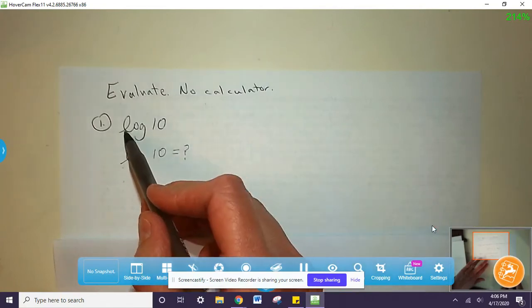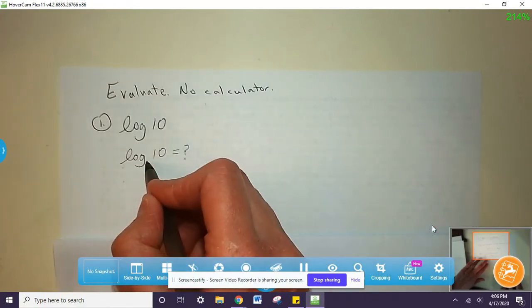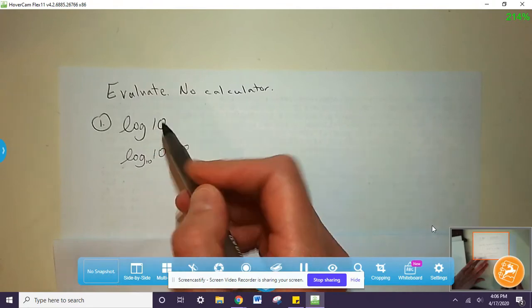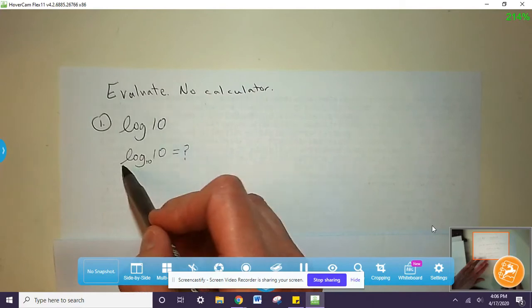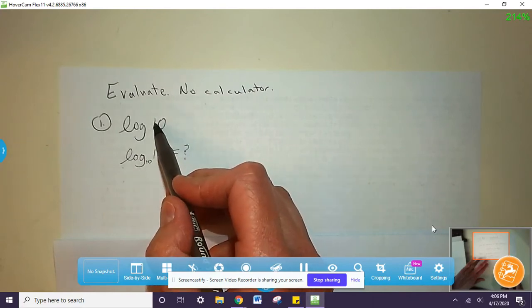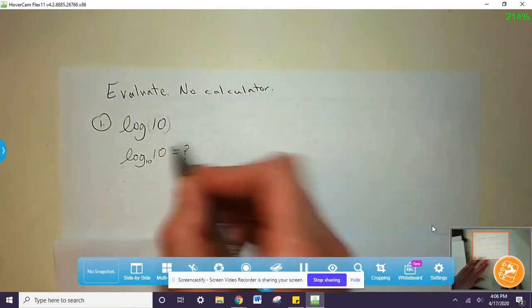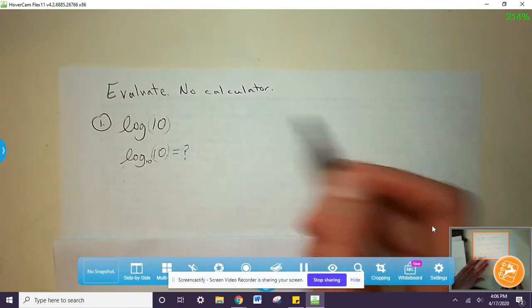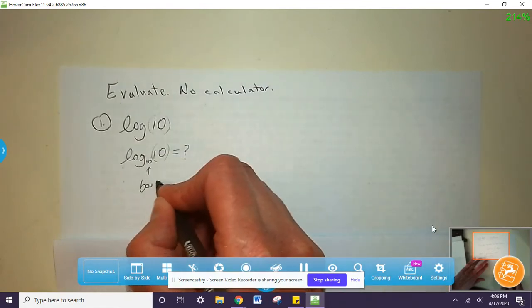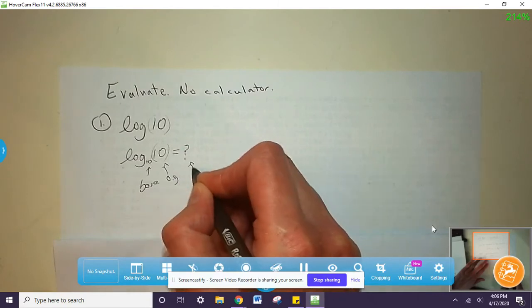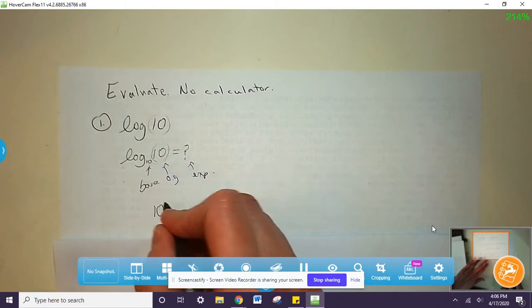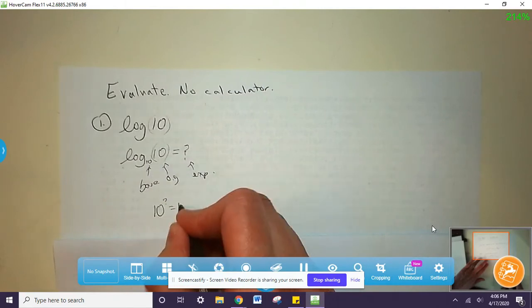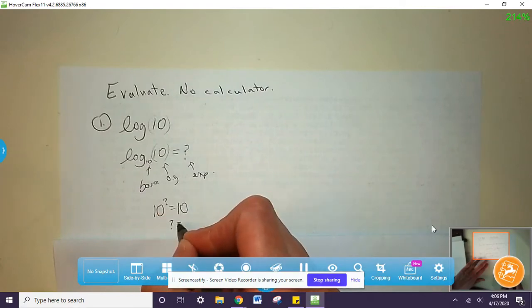So if you want to find out what the log of 10 is, you want to realize first that log without a base means it's base 10. So log without a base becomes log base 10. This is what's inside the log. It's still what's inside the log. So this is my base. This is my other guy. And what we're looking for is the exponent. So if we change this around into base to what power equals the other guy, we can solve. By looking at this, 10 to what power gives you 10? That answer must be 1.